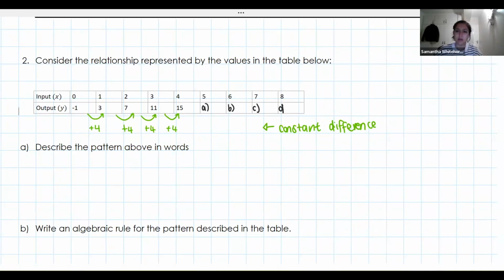Good, well done. I like that numbering, A, B, C, and D. I'm going to give you another like 30 seconds.